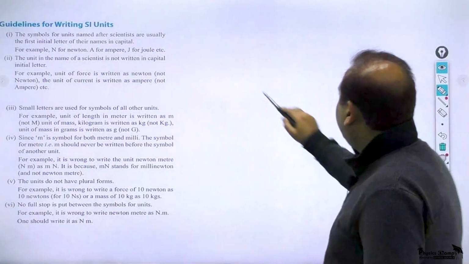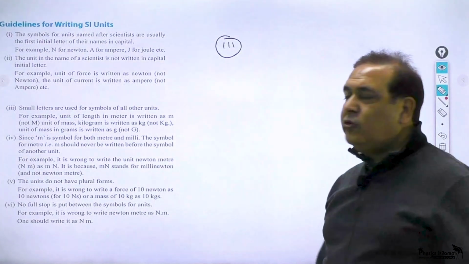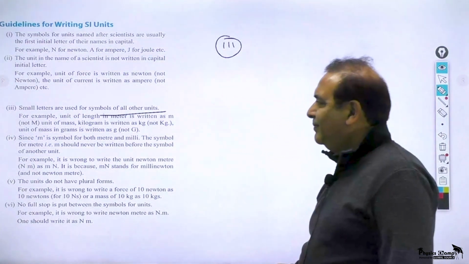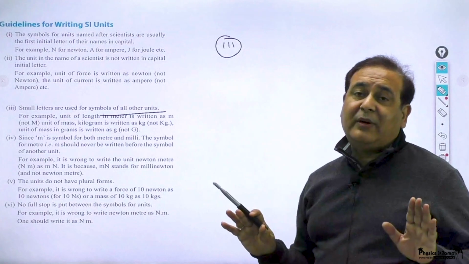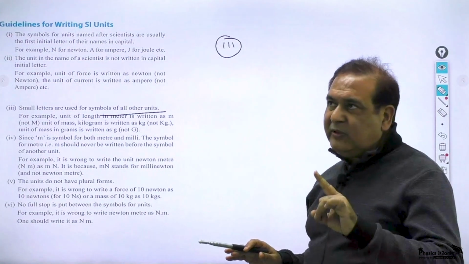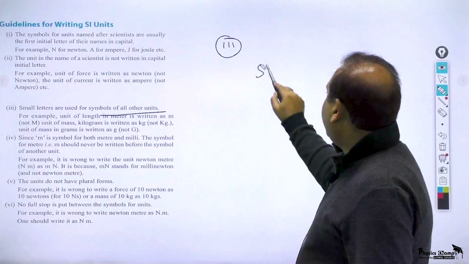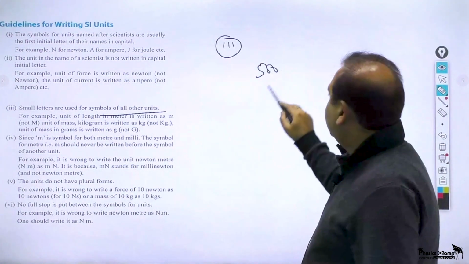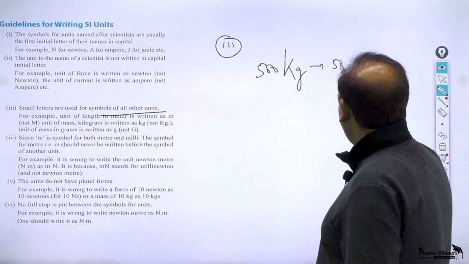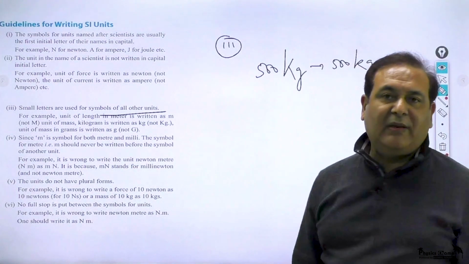And point number 3 is, small letters are used for symbol of all other units. So for all other units, small letters, except those units which are after the name of the scientist. For example, 500 kilogram force. So it cannot be capital K, G like this. It has to be 500 kg, small kg.